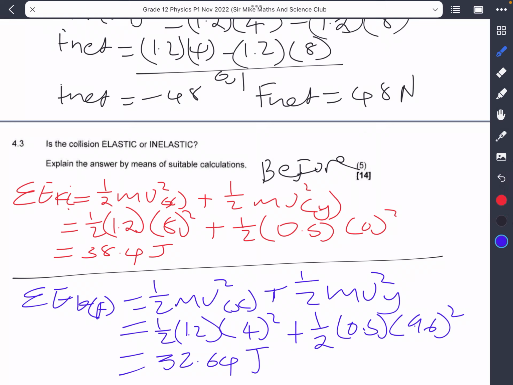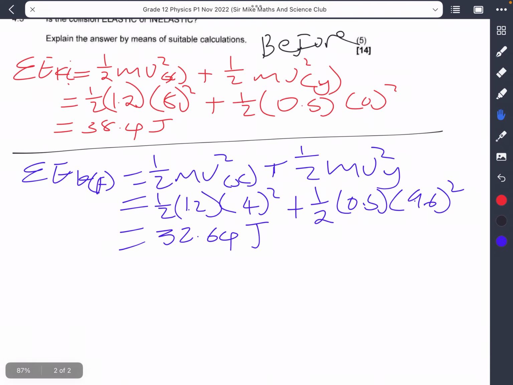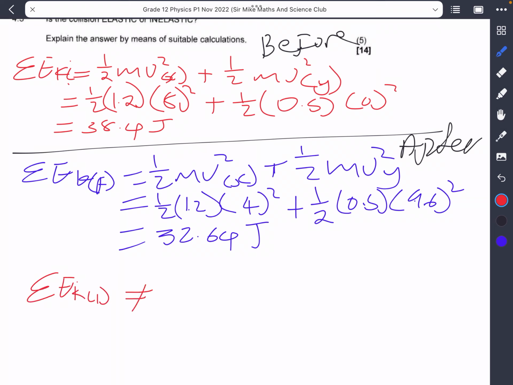So of course, we found that the sum of the kinetic energy before collision is not the same as the sum of the kinetic energy after collision. So let me just write it: after collision. Since the sum of EK initially is not equal to the sum of EK final, we know that this would be an inelastic collision.